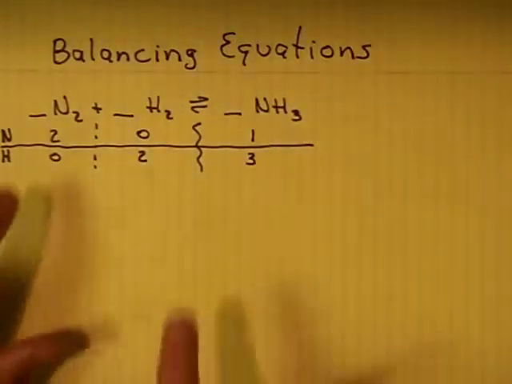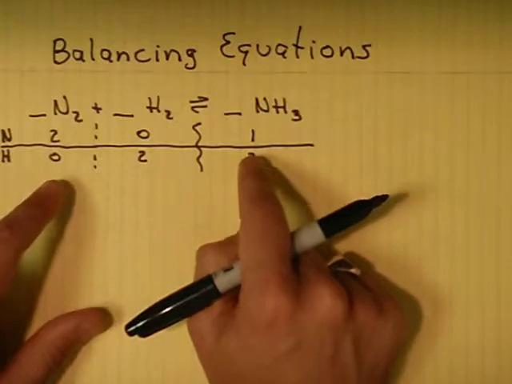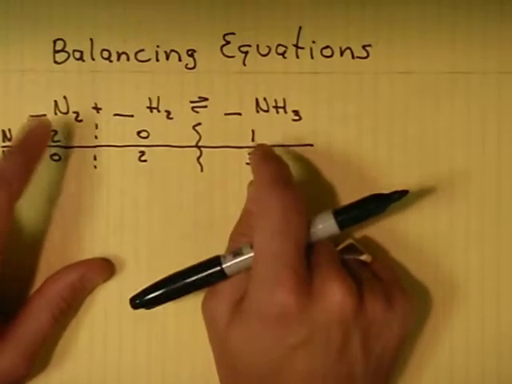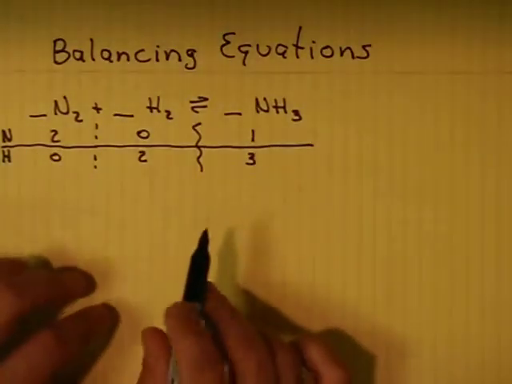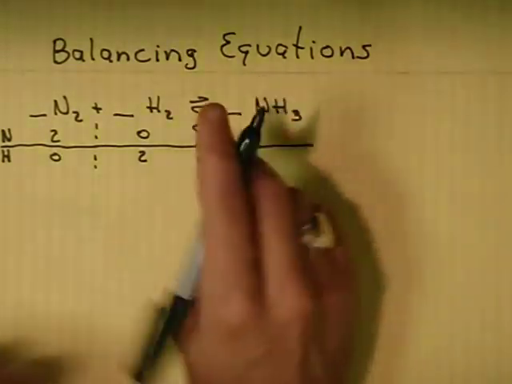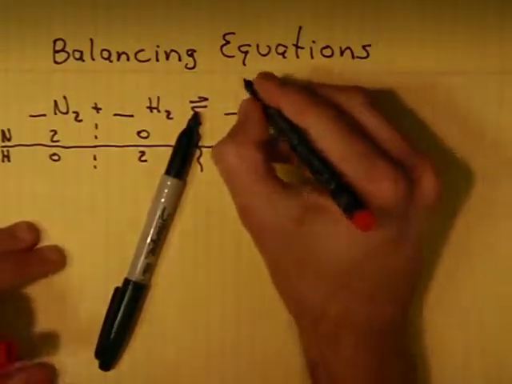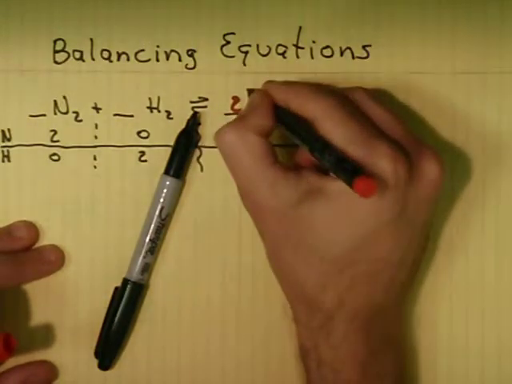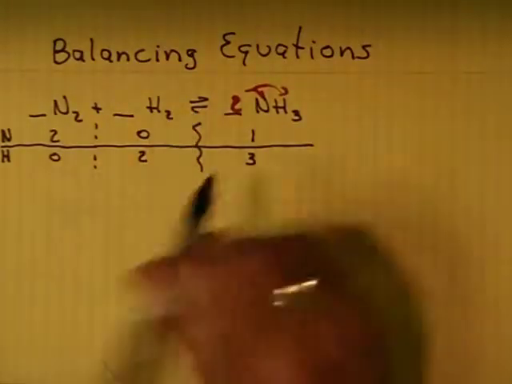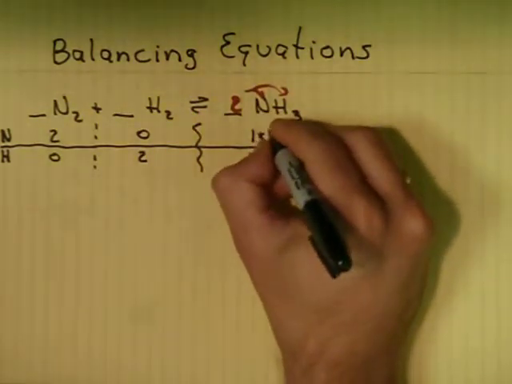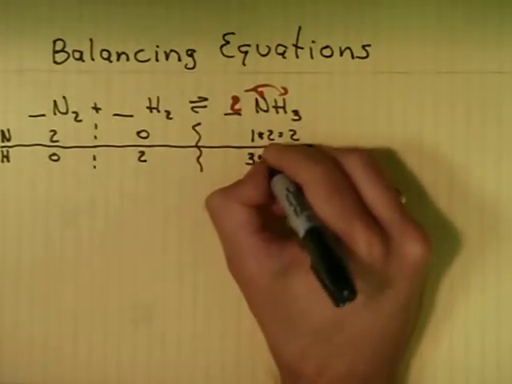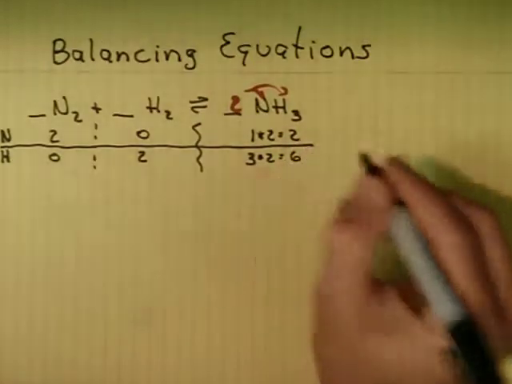So, easiest place to start if we want to try and balance these out is right here with our nitrogen. We've got 2 over here on the left and 1 here on the right. So the easiest way to get these equal is that we put a 2 in front, and so this means that everything in here gets multiplied by 2. So 1 times 2 equals 2. 3 times 2 equals 6.